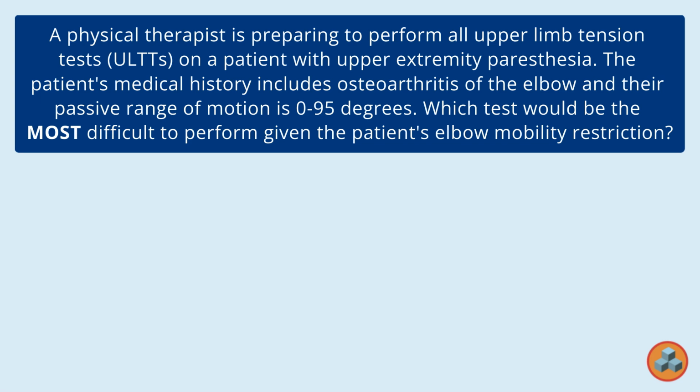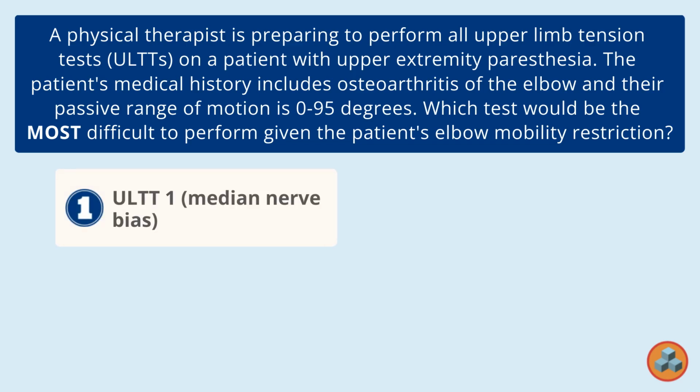A physical therapist is preparing to perform all upper limb tension tests, ULTTs, on a patient with upper extremity paresthesia. The patient's medical history includes osteoarthritis of the elbow, and their passive range of motion is 0 to 95 degrees. Which test would be the most difficult to perform given the patient's elbow mobility restriction?